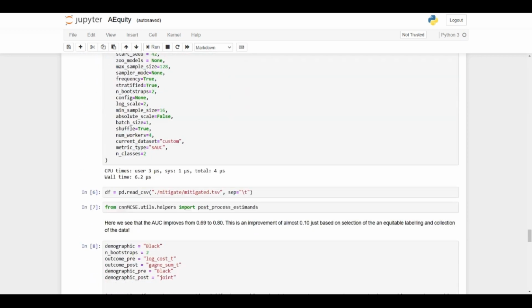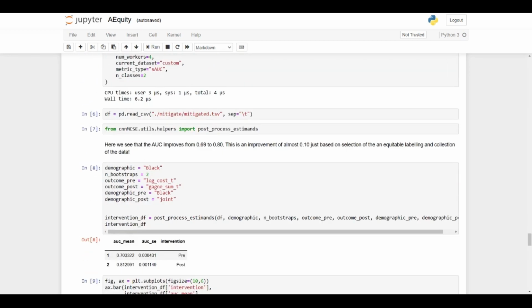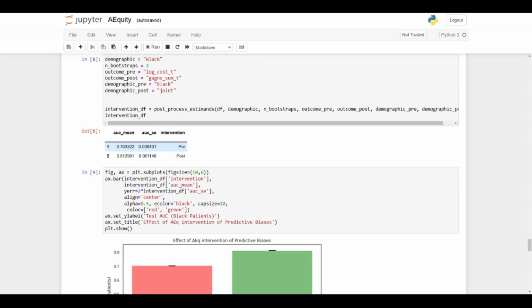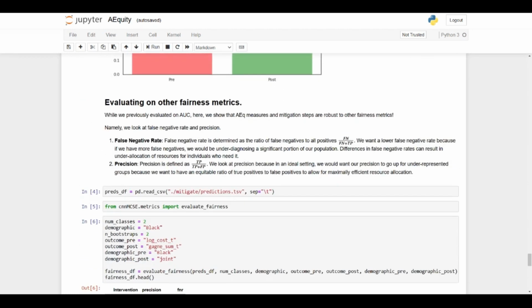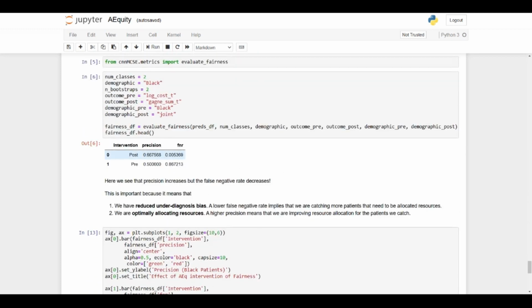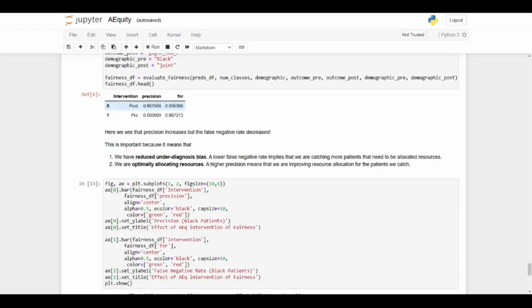So now we mitigate these biases. We focus on those interventions that we mentioned above, and we can actually see that the AUC on Black patients will increase by 0.1 if we conduct these interventions, which is very high with a very small standard deviation. If we look at other fairness metrics such as false negative rate, which is a measure of underdiagnosis bias, and precision, which is a measure of how efficiently we're allocating our resources, we can see that the precision goes up and the false negative rate decreases.